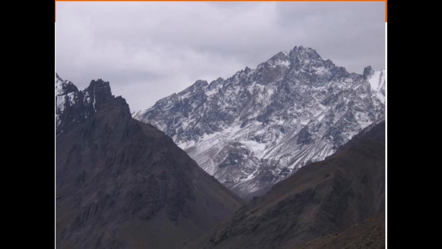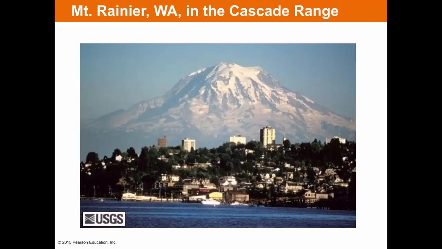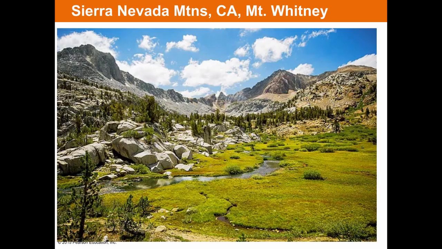And if we look at the U.S., the Cascades and the Sierra Nevada, there in California, Washington, Oregon, are built in this fashion. Why? Because the Pacific plate is subducting underneath the plates of the United States, creating this type of mountain. Within the U.S., we still have here Mount Rainier, an Andean-type mountain in the Cascade Range. The Sierra Nevadas, of course, I said already, Mount Whitney.